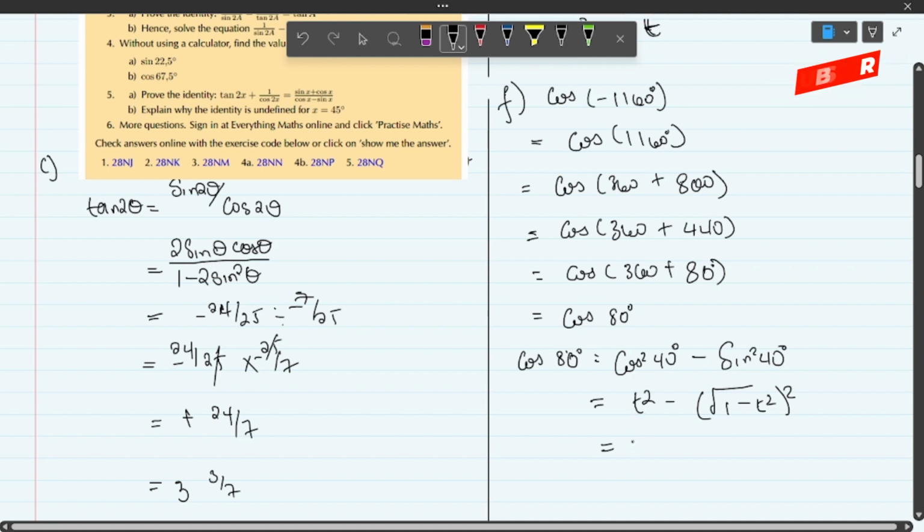So it's gonna be 2t squared minus 1, right? Yeah.